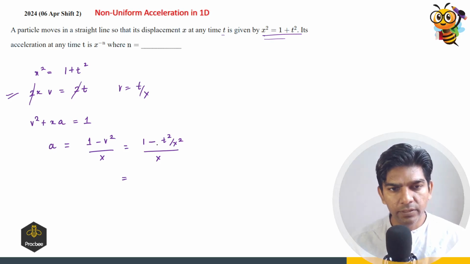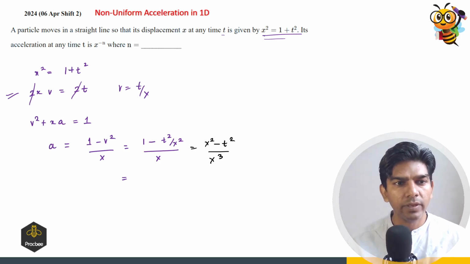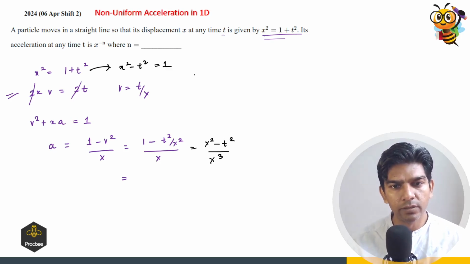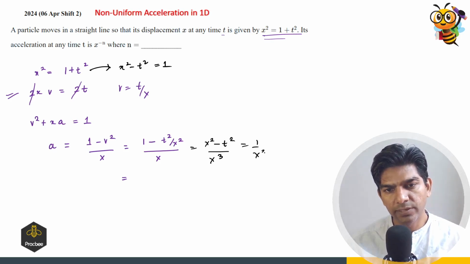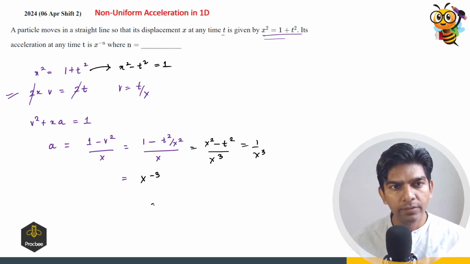So can you see, I can write this as (x square minus t square) divided by x cube. Now x square minus t square from this equation will give us 1. So that will be 1 by x cube, so that will be x raised to power minus 3. And 3 is nothing but n. So 3 is the answer.